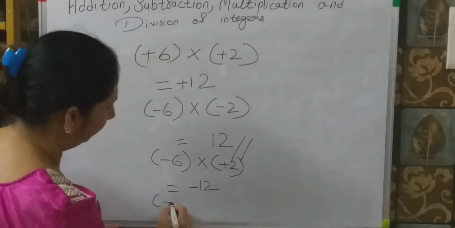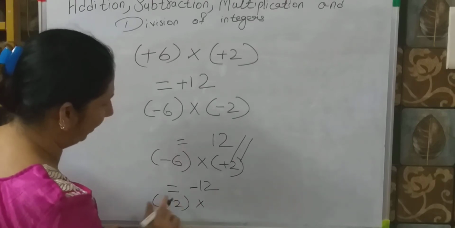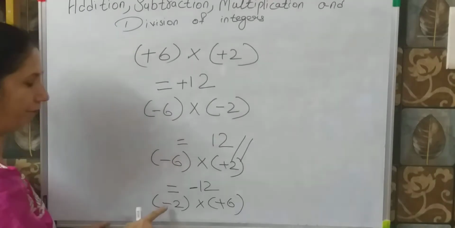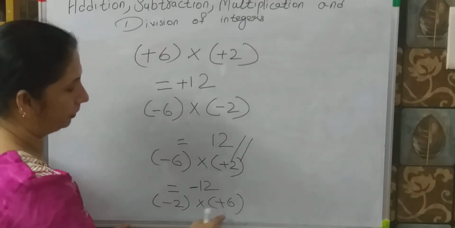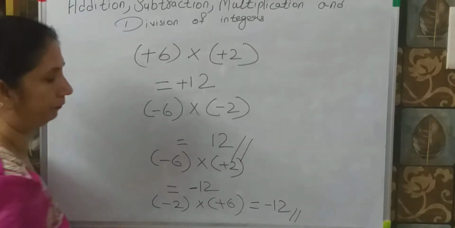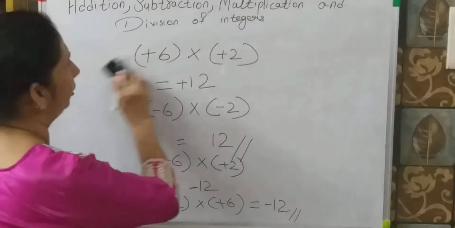Suppose we have plus 2 multiplied by minus 2 multiplied by plus 6. Again we have one negative and one positive sign. Again negative times positive is negative. So we got the answer minus 12. These are the rules of multiplication of integers.